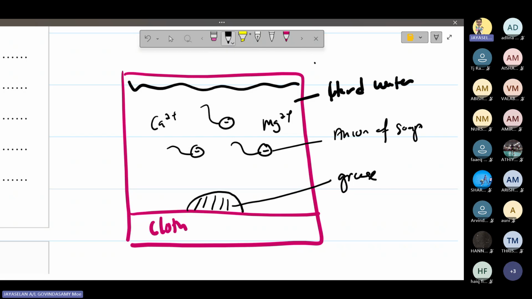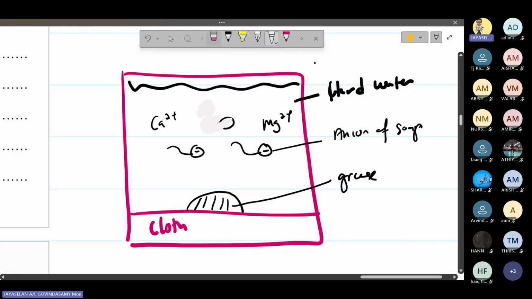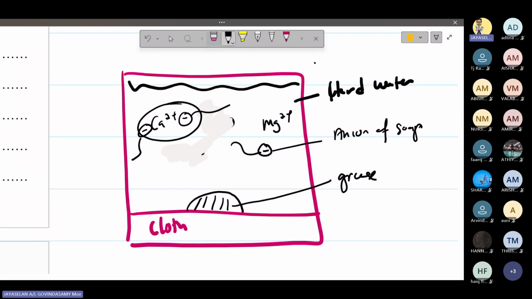So what will happen? These two anions will be bound. This one will be bound, and that one will be bound too. They form scum, that means insoluble salt. Now we have only one. This one sticks, and it cannot remove grease from the cloth surface. Therefore, soap is ineffective in hard water. If they ask why, you must remember scum. Hard water contains calcium ion and magnesium ion, so soap is ineffective in hard water.